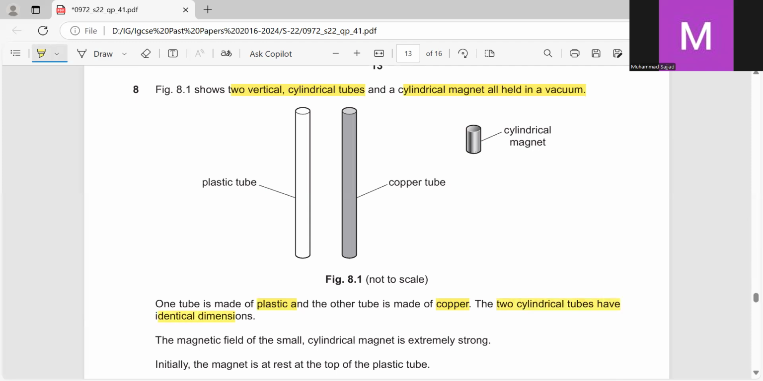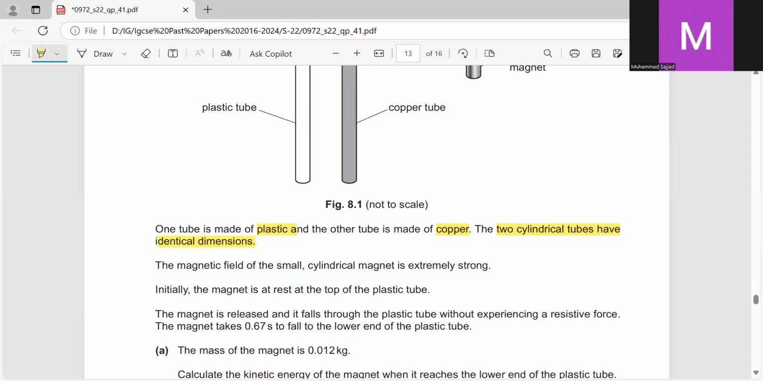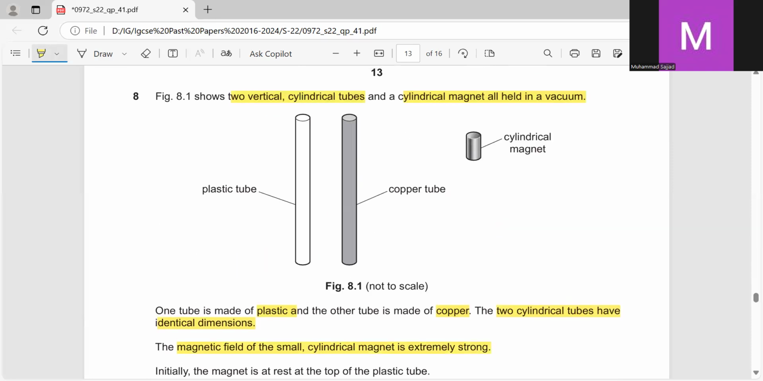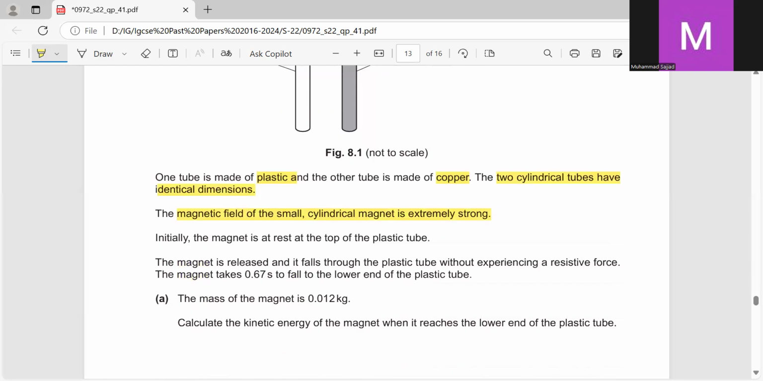What does it mean, identical dimensions? It means the volume of both tubes, length, width, thickness, each and everything is the same. The magnetic field of the small cylindrical magnet is very strong. Then initially the magnet is at rest. If it is at rest, its initial velocity is 0. He is placing the magnet at rest first at the top of the plastic tube.